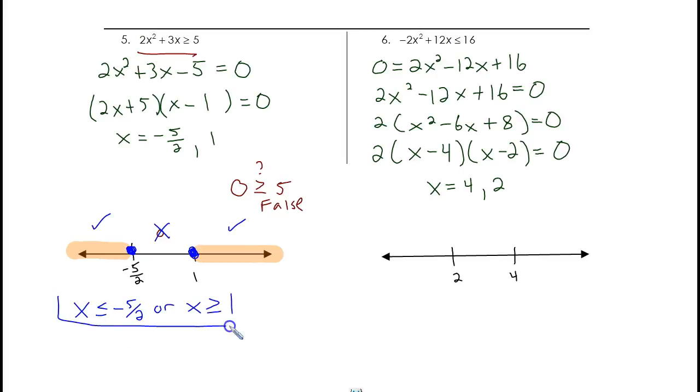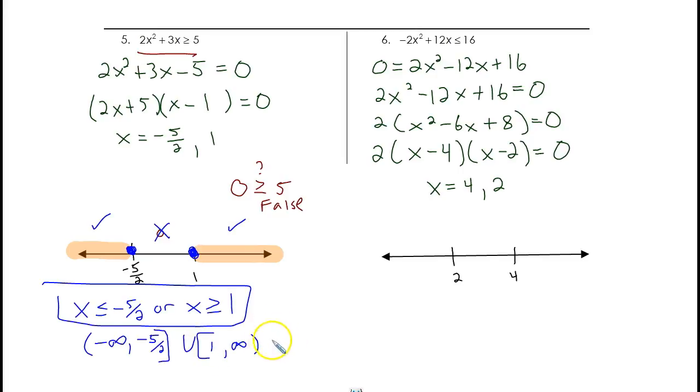In interval notation, -infinity to -5/2, union... oops, that should be a bracket, shouldn't it? If anybody caught that, good catch. So that's a closed circle. This should be a bracket here. And we've also got a closed circle over here and a greater than or equal to, so that should also be a bracket on the 1.